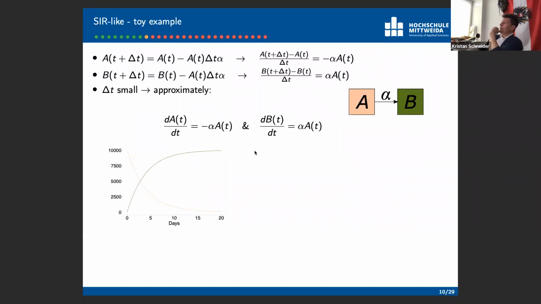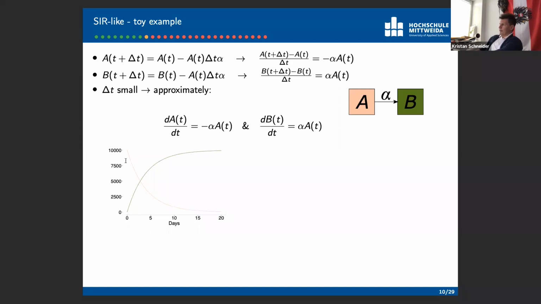Okay, now what is the implication of this model? Well, the model actually assumes that, on average, it takes 1 over alpha time units to turn from nice to nasty, but it can actually happen anywhere in this time.